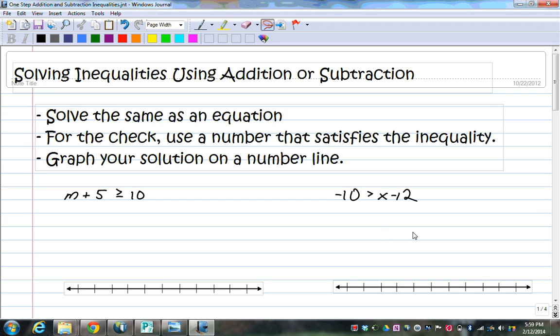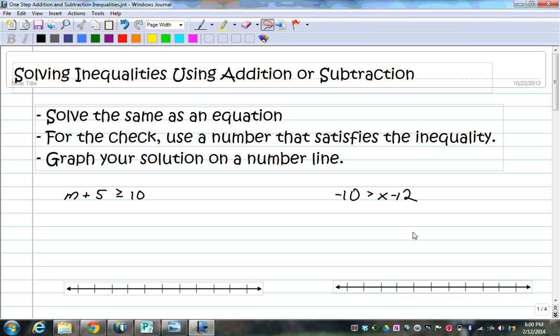This video will teach you how to solve inequalities using addition or subtraction. For solving an inequality, you would do it exactly like you would an equation. Where it differs is the check step. For the check step, you want to use a number that satisfies the inequality. I'll explain what that means in a minute when I do my sample problems. And then also we graph our solution on a number line.